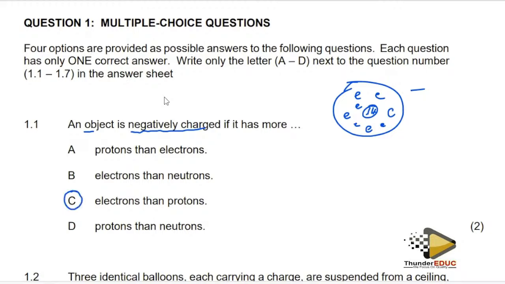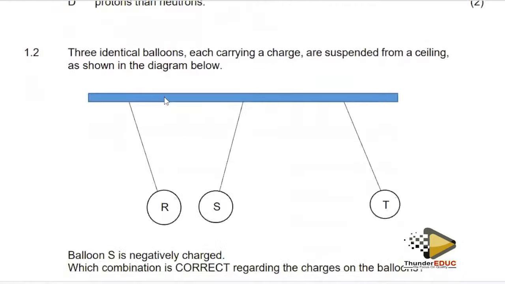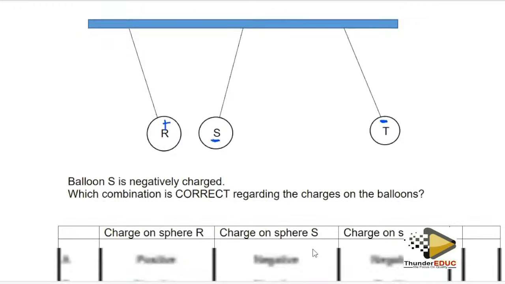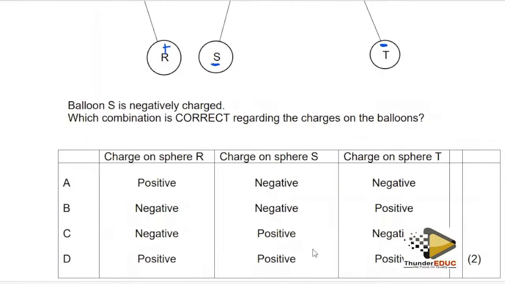Then 1.2, they're telling us that we have 3 identical balloons, each carrying a charge, and they are suspended from a ceiling, as shown in the diagram below. Balloon S is negatively charged, which means there's a negative charge here. One thing we know about the properties of charges is that unlike charges attract each other, and like charges repel. So if this is a negative and we are seeing attraction between R and S, R has to be positive. And there's a repulsion between S and T, which means T is negative. Which combination is correct with regards to the charges on the balloons? R is positive, S is negative, T is negative. I think the only option is option A.